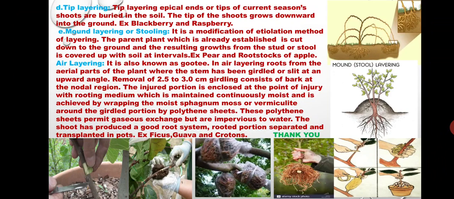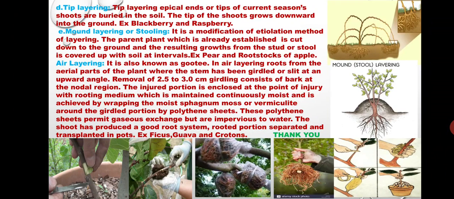Lastly, we discuss air layering. It is also known as gootee. In air layering, roots form on the aerial parts of the plant where the stem has been girdled or slit at an upward angle. Girdling consists of removal of 2.5 to 3 centimeters of bark at the nodal region.